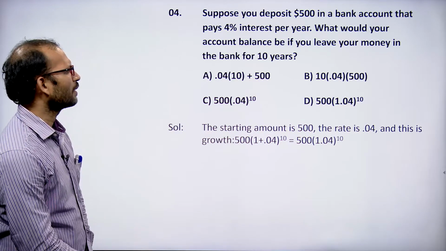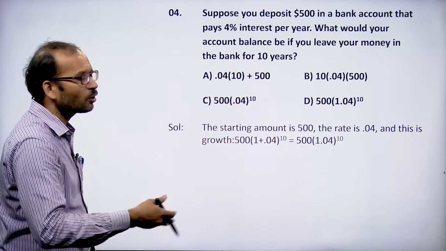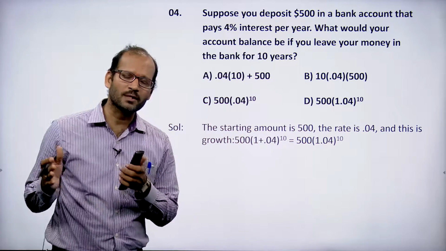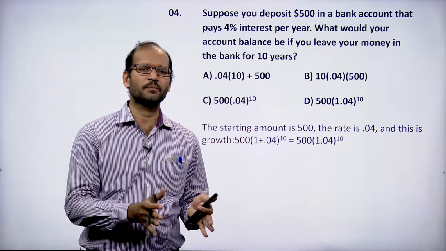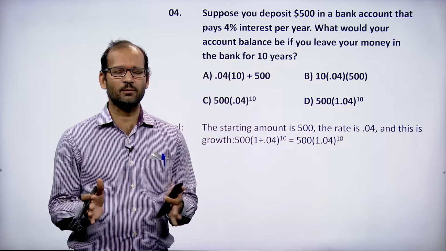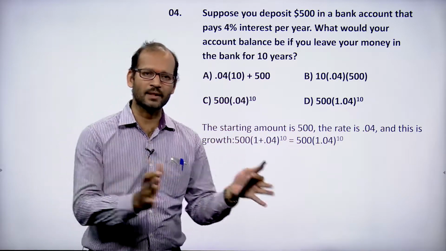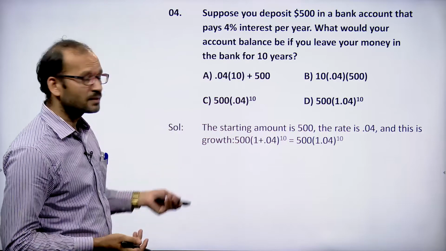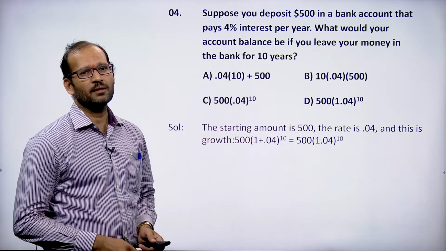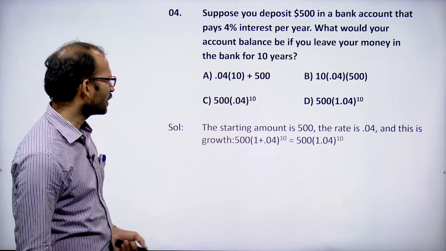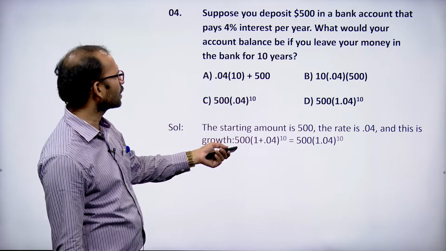The starting amount is 500. Every year it is increasing by 4%, right? Whatever the amount is after the first year, on that 4% again at the end of the second year, on that amount again 4%, like that. So therefore it is nothing but an exponential function, so we are using the exponential function. The initial amount is 500.